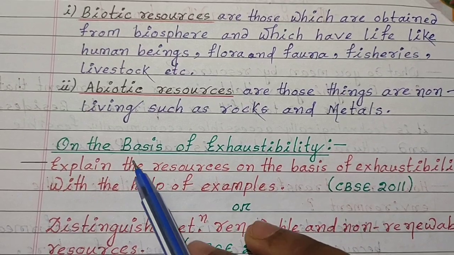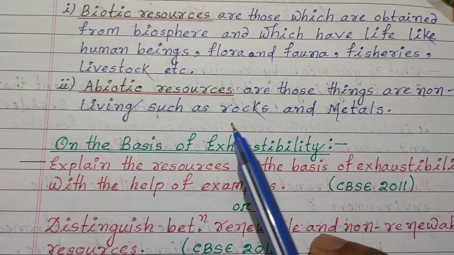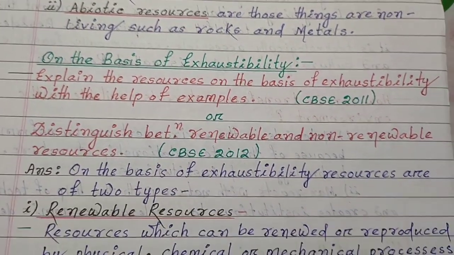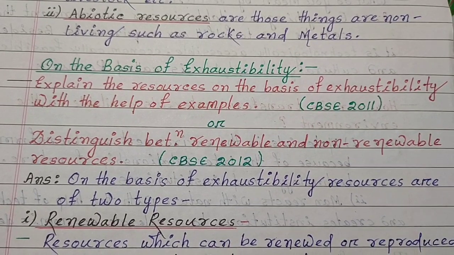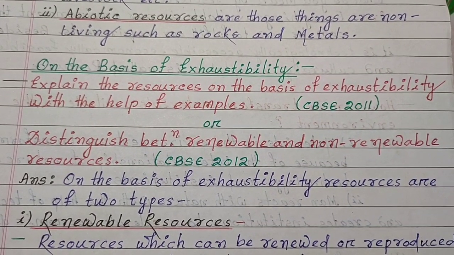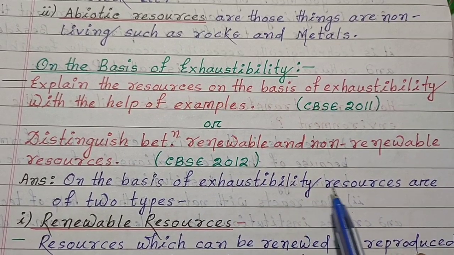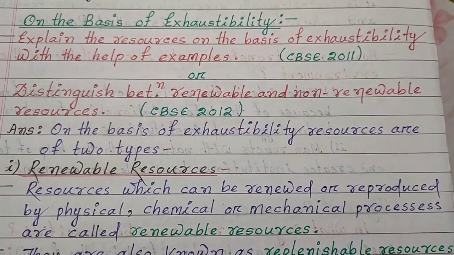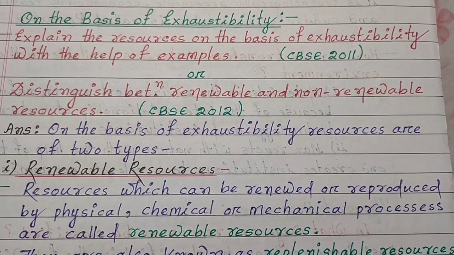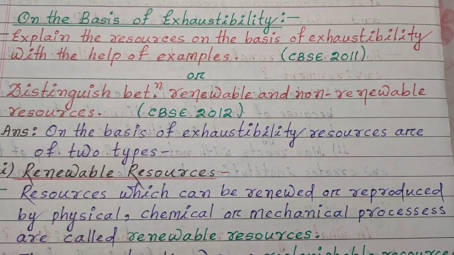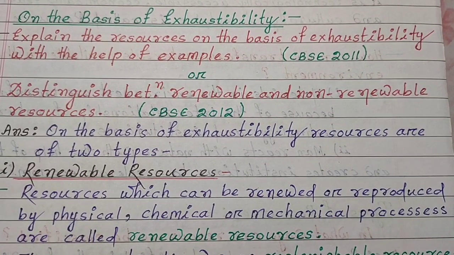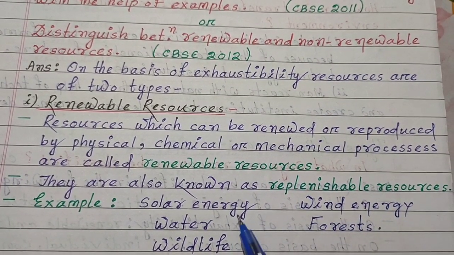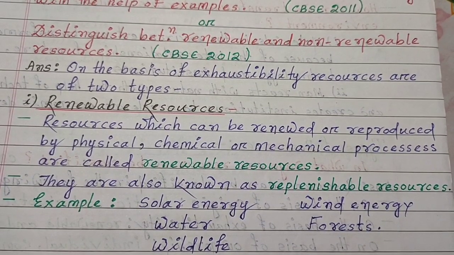Next, let us discuss the basis of exhaustibility. On the basis of exhaustibility, there are two types: renewable resources and non-renewable resources. What is a renewable resource? Resources which can be renewed or reproduced by physical, chemical or mechanical processes are called renewable resources. They are also known as replenishable resources. Examples: solar energy, wind energy, water, wildlife, forest.